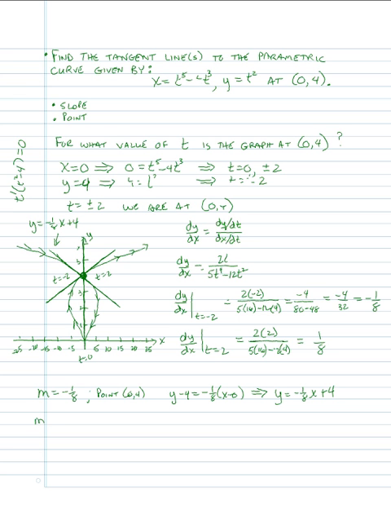Now in the other case, when the slope of our tangent line is +1/8, and of course we still are using the point (0, 4), then we have y minus 4 is equal to +1/8 times x minus 0. And when we simplify this time, we'll have y is equal to +1/8 x plus 4. And so that's the equation of the other tangent line, y equals +1/8 x plus 4. Equation of each of those tangent lines.